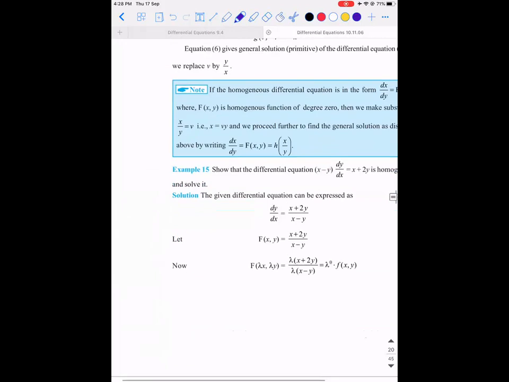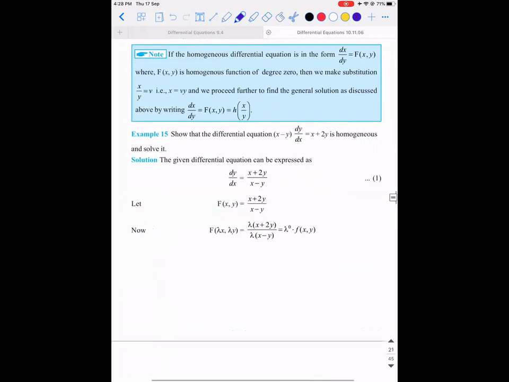I'll take an example and show you. For example, I'm only going to speak about homogeneous differential equation. Suppose you look at this: x minus y into dy by dx is equal to x plus 2y. So dy by dx is equal to x plus 2y divided by x minus y. I hope you're able to understand till this step.